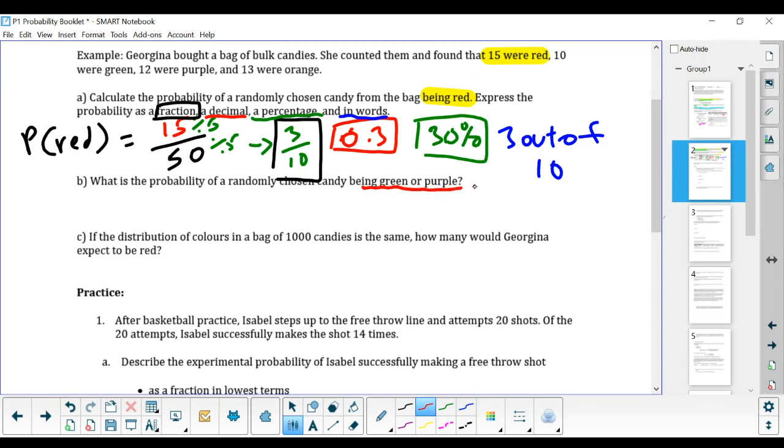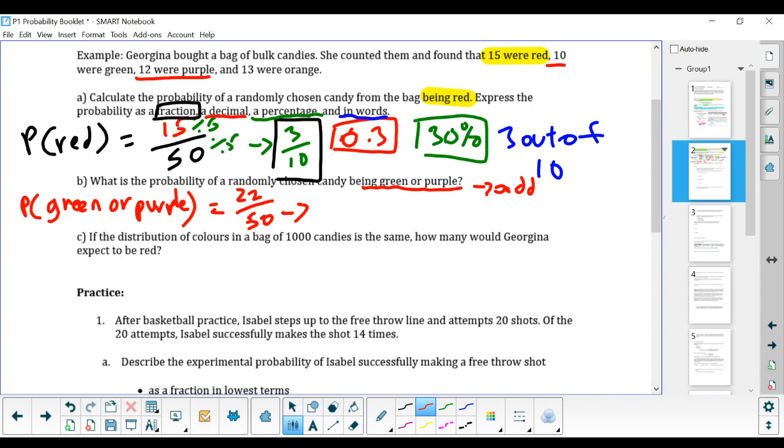Now, if we're asked, what's the probability of a randomly chosen candy being green or purple? What we need to do here is add the total number of green or purple candies. In this case, we have 10 green candies and 12 purple candies, which gives us 22 candies. So the probability of green or purple is equal to 10 plus 12, which is 22 out of 50 candies. So we can simplify this. If we divide the top and the bottom by 2, this will give us 11 out of 25.